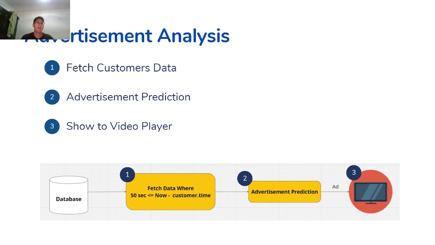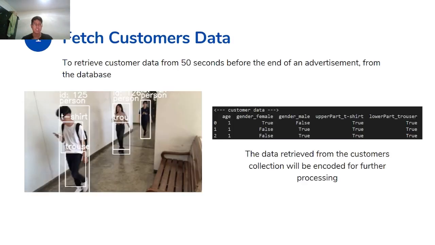Next step is advertisement analysis. We have three parts. First is the face data of the customer from the database. Second is the advertisement prediction. Third is showing a video player for the advertisement prediction. From the camera system, we get the information of users from the database 50 seconds before the end of the advertisement. You can see on the right that we can get the data from the customer collecting.